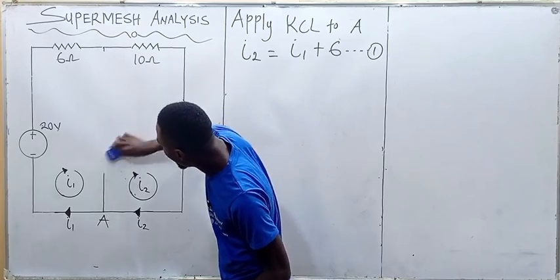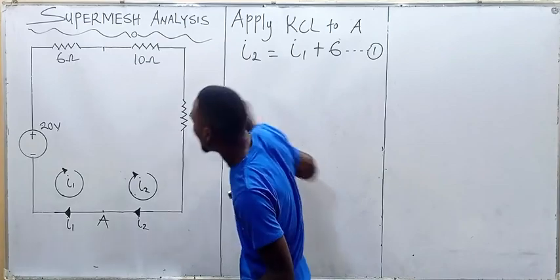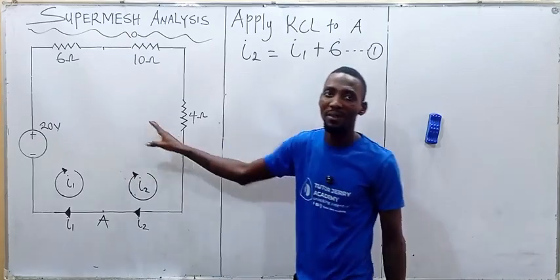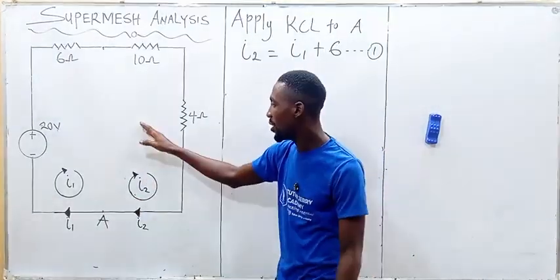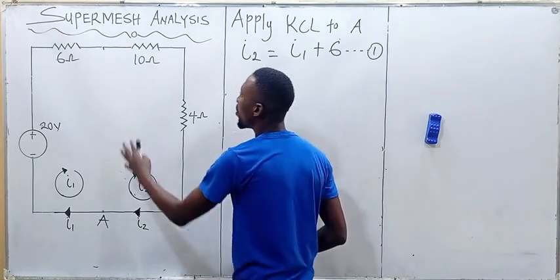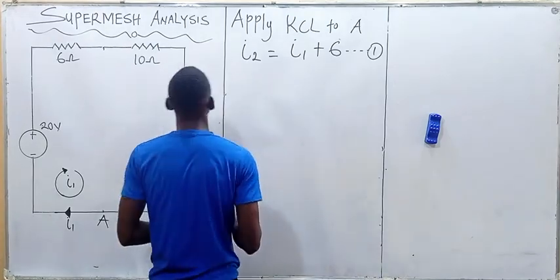So this will form a supermesh. You can see the diagram clearly now. This is giving us a supermesh, that is the combination of mesh 1 and mesh 2. You understand? All right, so we can therefore apply our KVL, that is the Kirchhoff voltage law.